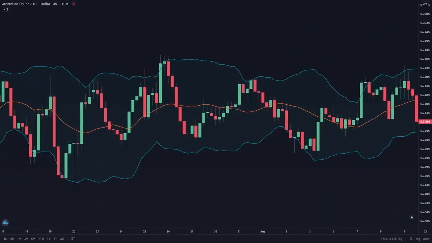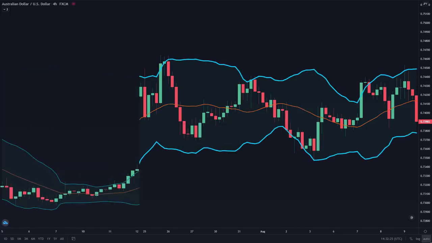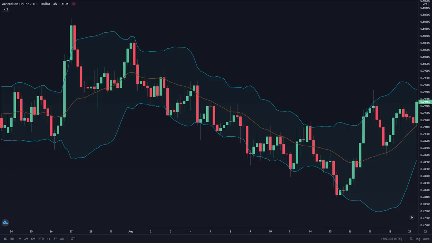The Bollinger Bands is a very simple to use indicator. It consists of three parts: a 20-period simple moving average in the middle, and two standard deviation lines above and below it. The middle line shows the overall direction of the market. If the line is heading upwards, it means that the market is on an uptrend. And if the line is heading downwards, it means that the market is on a downtrend.